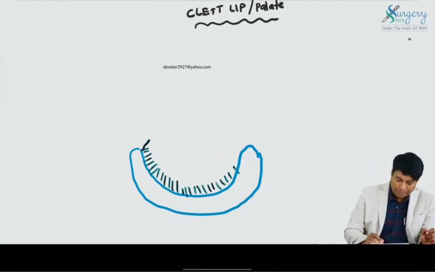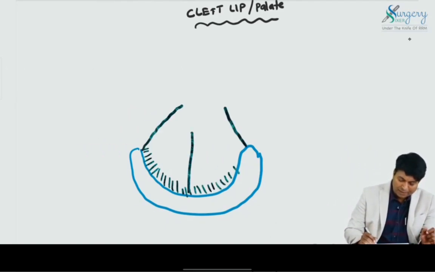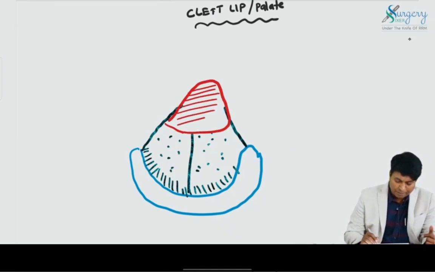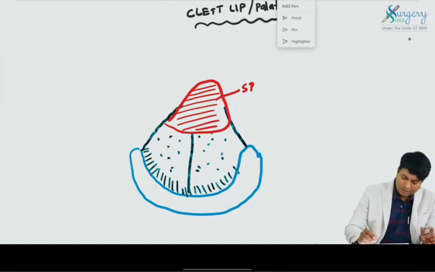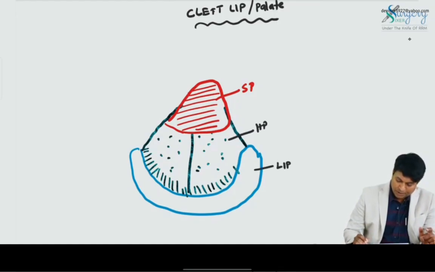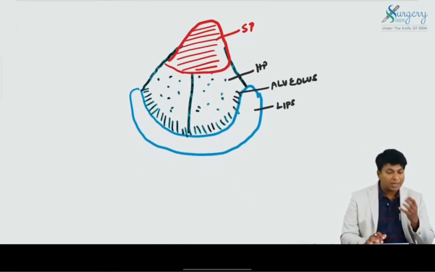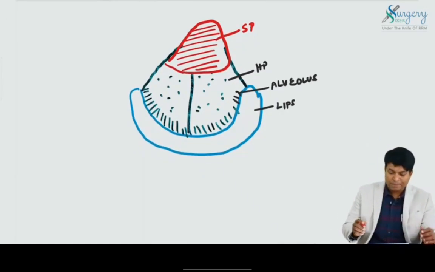After that you have the hard palate. After the hard palate, what comes inside? You can just palpate with your tongue and see what that is. It is usually the soft palate. So please understand, this is the soft palate, this is the hard palate, this is the lips, and in between there is the alveolus. Now congenitally we can see some problem in the fusion of the palate and lips. That is known as cleft lip and cleft palate.